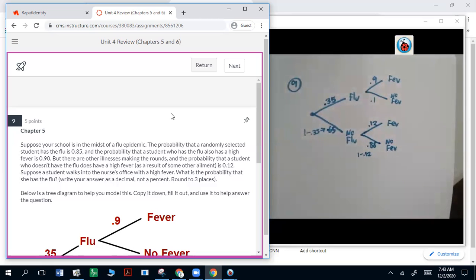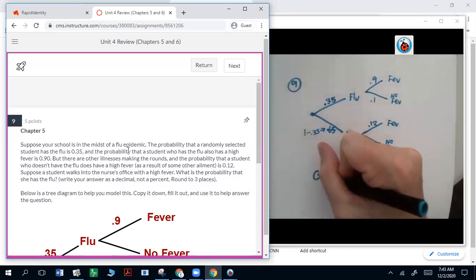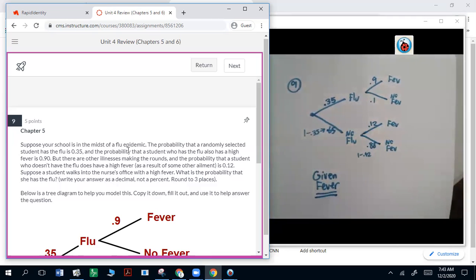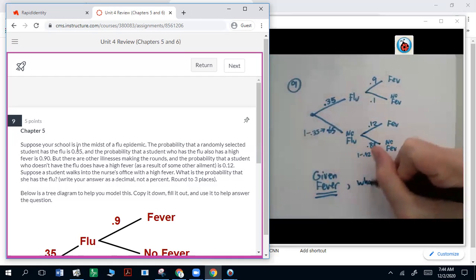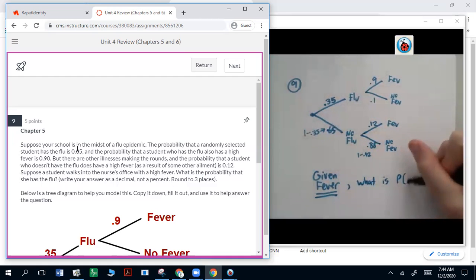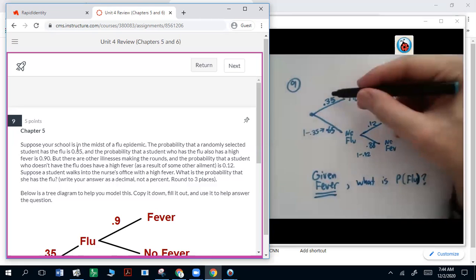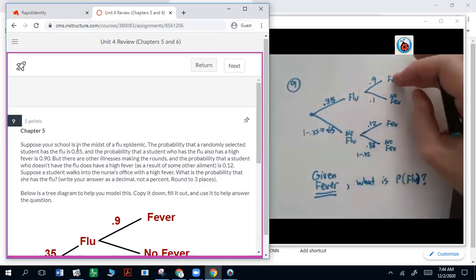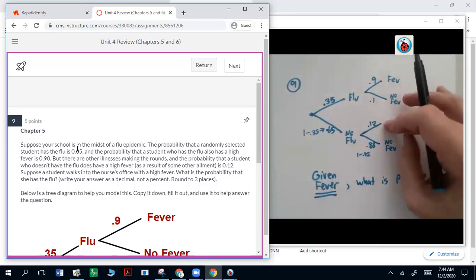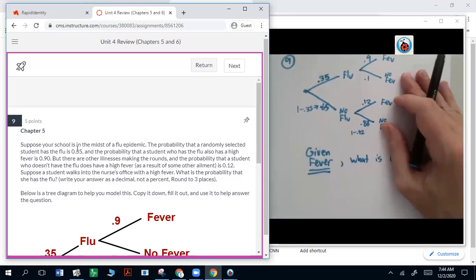But the question says, suppose a student walks into the nurse's office with a high fever. So we are given fever. What is the probability that she has the flu, given fever? Well, we know the probability of flu is 35%, but knowing that that person has a fever, because there are some people that have fevers who aren't going to have the flu.